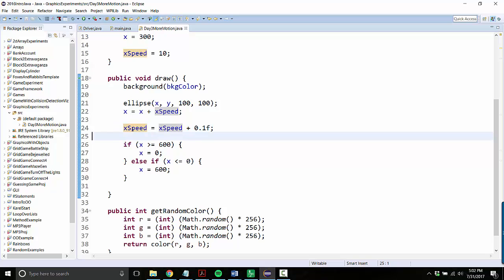Okay, so just like last time, whenever we loop draw, we are taking the x coordinate and we're adding the x speed. Now we're also taking the x speed and we're adding in a little extra change in the x speed. You might call it the x acceleration.